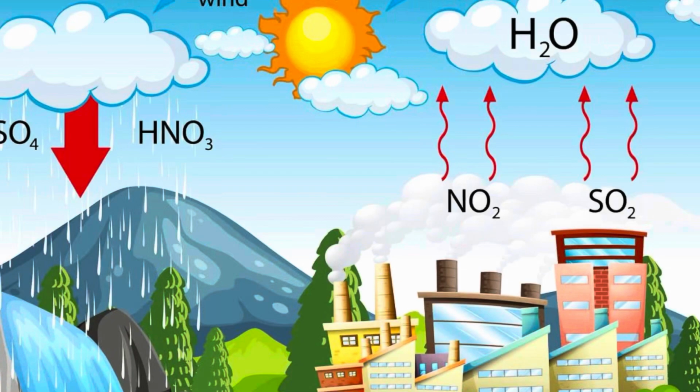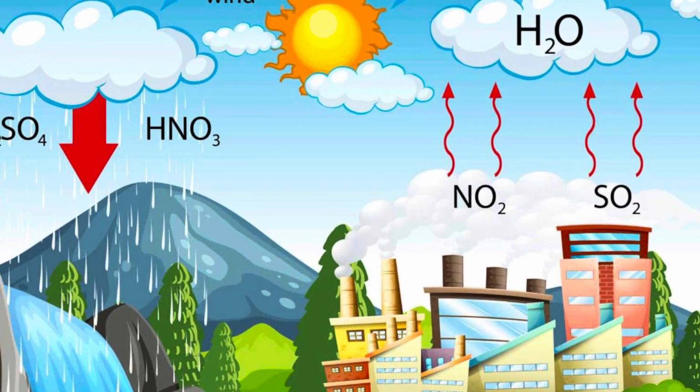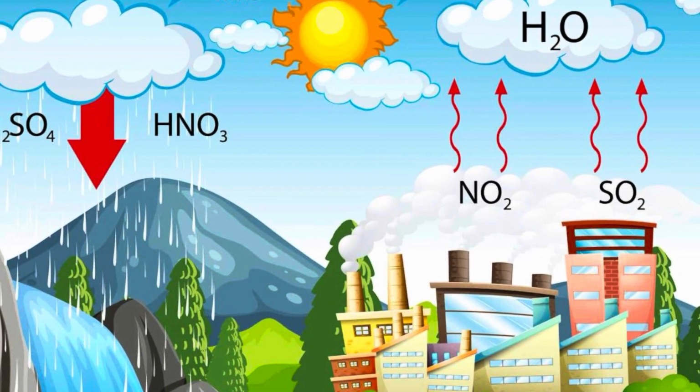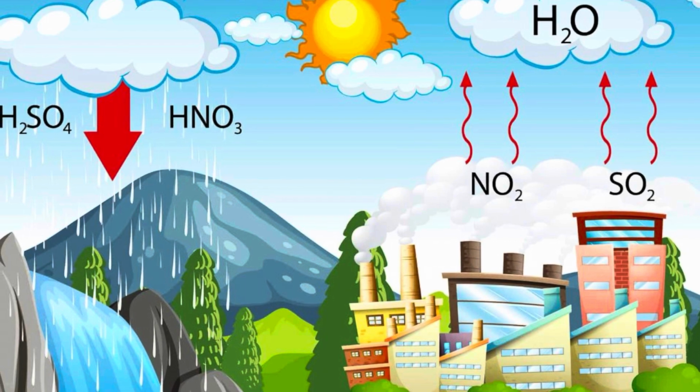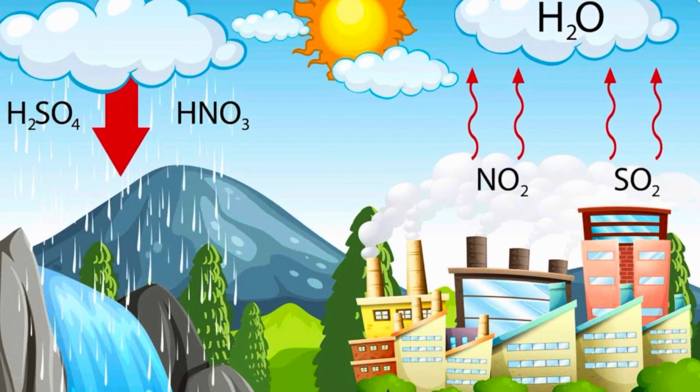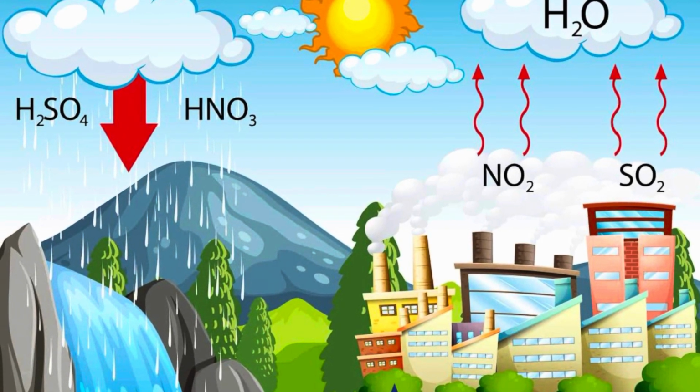This diagram just summarises. As you can see, you've got nitrous oxides there on the right, sulfur dioxide as well. Those will both go up into the atmosphere, mix with the rainwater, and then on the left you can see acid rain.